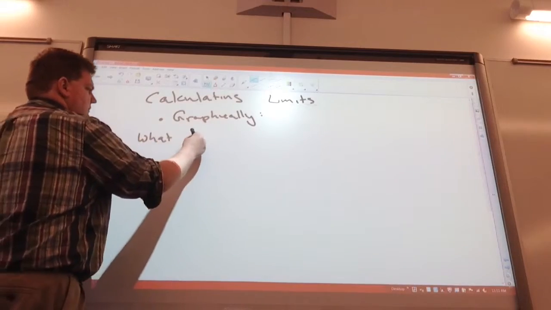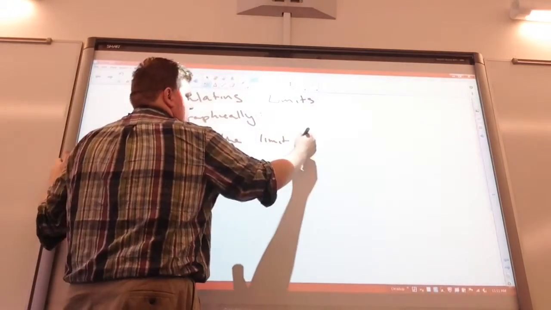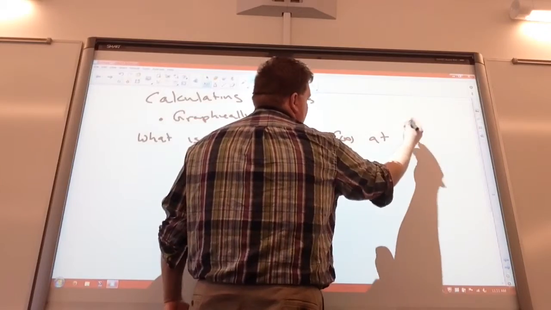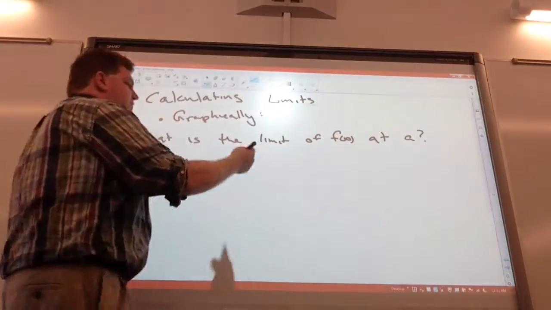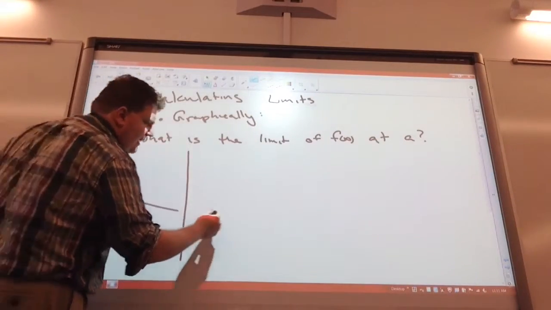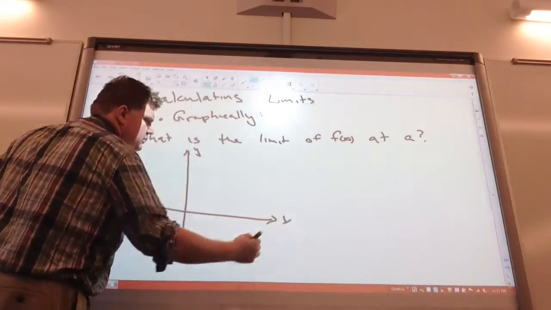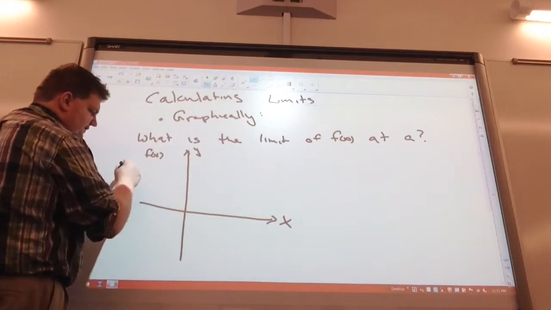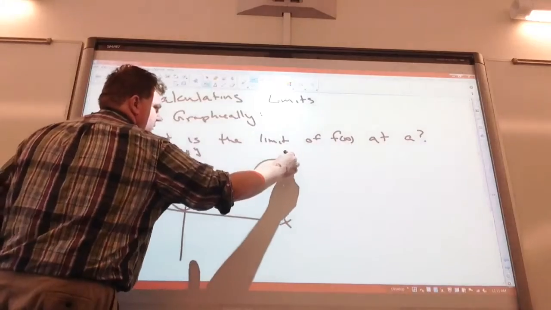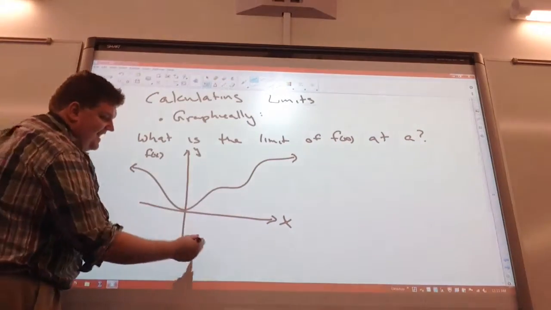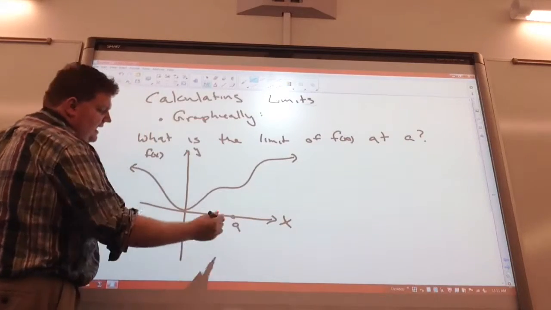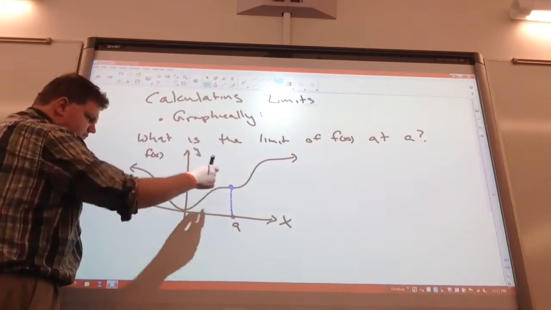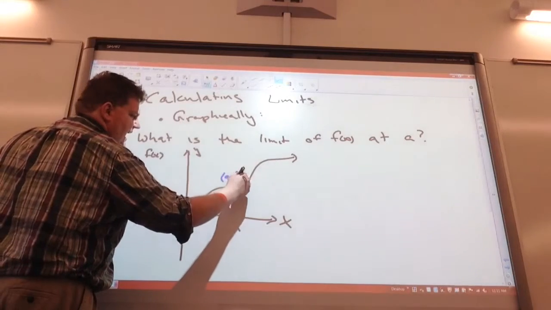What you'll often see done this way is a question like the following: what is the limit of f of x at point a? What they're talking about is a graphed function, like so. This is a function f of x we're looking at, and it's worming its way around. There'll be some point a on the x-axis.